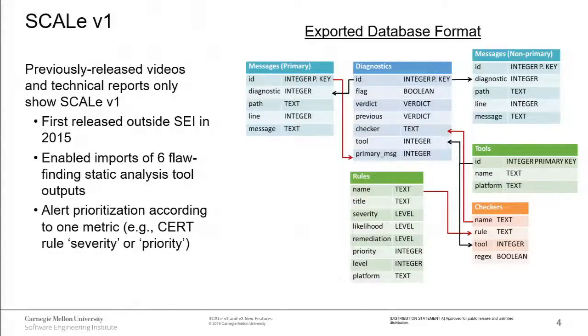You can see that there are 6 tables. It's a SQLite database. The tables contain information about the messages from the static analysis tools, and the checker ID from the static analysis tools. That's a condition that indicates a particular type of flaw and identifies what the tool looks for. And one of the tables has mappings between CERT coding rules and those per tool checkers.